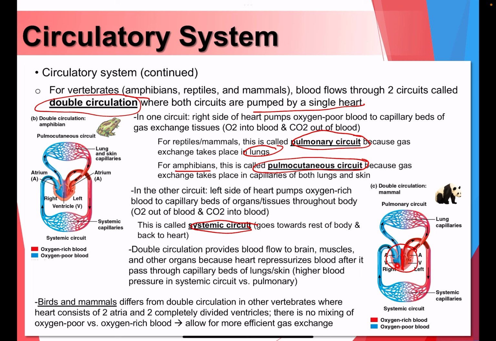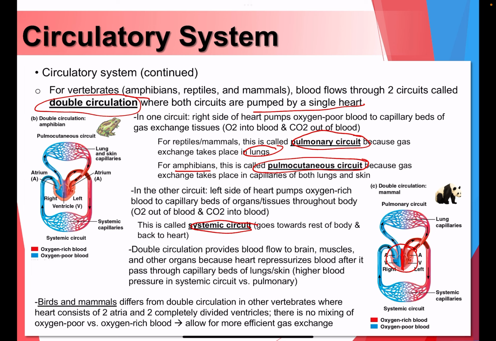Whereas for birds and mammals, it's a solid division. There's a whole piece of tissue that divides the two atria and the two ventricles. This ensures two solid, separated, individual pumps that will pump oxygen-poor blood to pick up oxygen, and there's no mixing of oxygen-poor blood with oxygen-rich blood because of that solid division between the two pumps, so you have very, very efficient gas exchange.